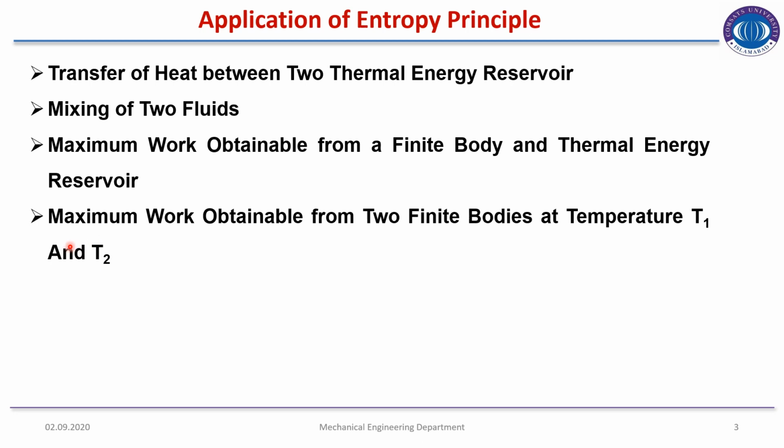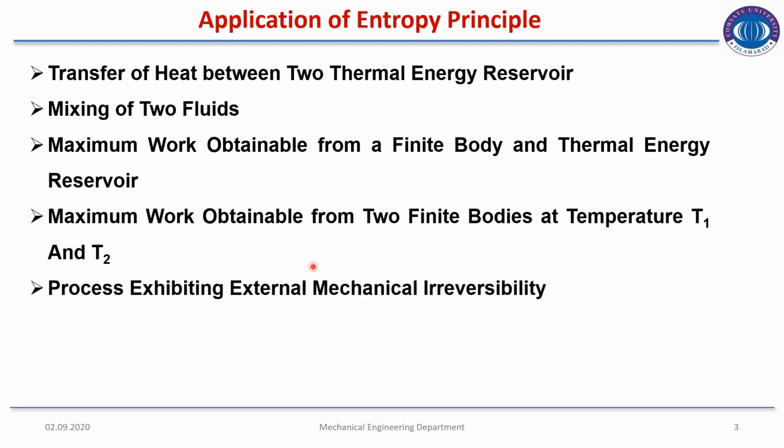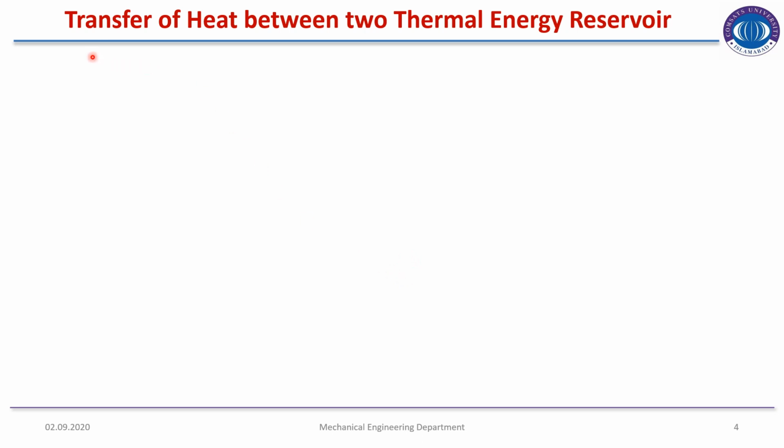The fourth application of entropy principle is maximum work obtainable from two finite bodies at temperatures T1 and T2. So here we have two finite bodies, whereas in the previous example we had one finite body and the other was a thermal energy reservoir. But in the fourth application we have two finite bodies at different temperatures T1 and T2. The extension of application of entropy principle is that we will be studying processes exhibiting external mechanical irreversibility. So the first application of entropy principle is transfer of heat between two thermal energy reservoirs.